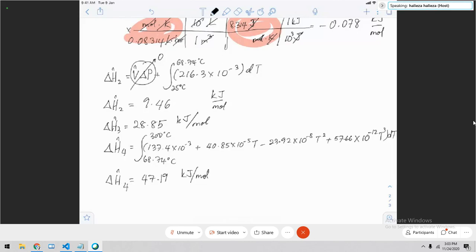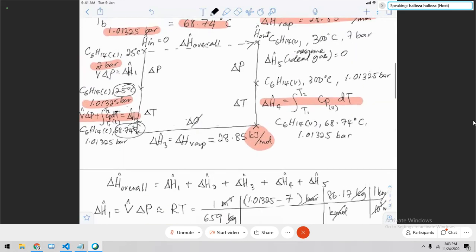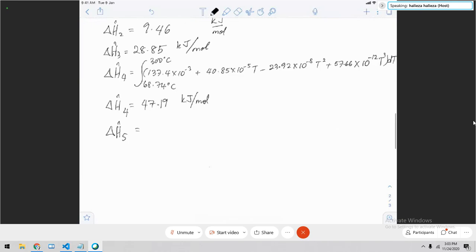Is it correct? Everybody get the same value? 47.19? Everybody? Guys?